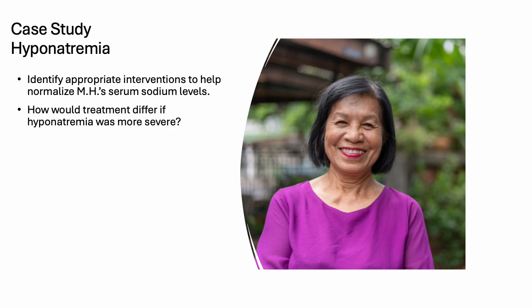So let's look at some appropriate interventions that would help normalize our patient's serum sodium levels. And then how would treatment differ if hyponatremia was more severe? So let's take a look at it, and we want to treat the underlying problem. So water excess. So we're going to tell her to not drink as much water, maybe put her on a fluid restriction for the time being. We might use some medications to help pull some of that extra fluid off, such as our diuretics. And then with the abnormal fluid loss due to the diarrhea, we might need to do some IV fluids that are isotonic sodium containing. So maybe our normal saline for this patient.